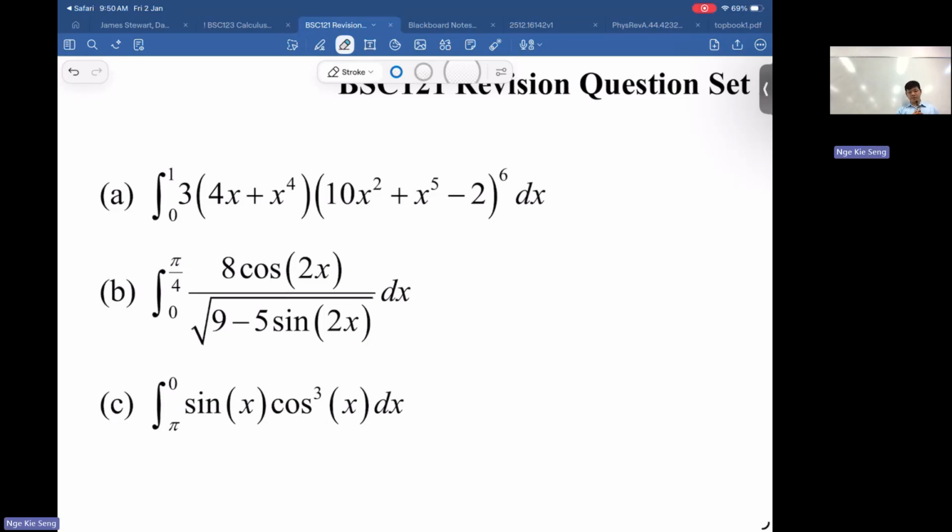You can see that there's no square inside your square root. Moreover, there's a sine inside there. What could we try? Substitution? What kind of substitution?